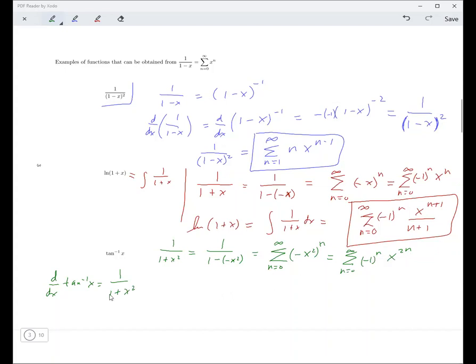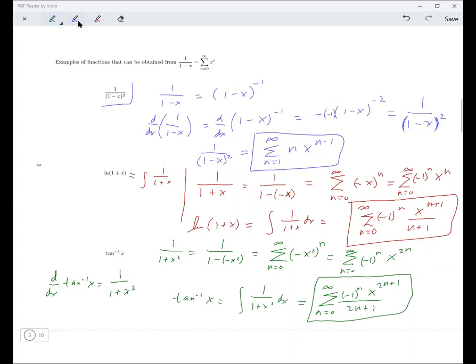And the inverse tangent will be the integral of this. So you take the integral of these terms here. And there it is right there.